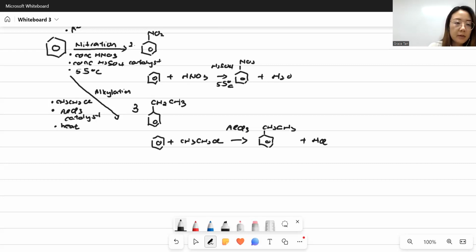Now the last one is Friedel-Crafts acylation, number 4. Okay, let me just put here. This is called an acyl group. Acylation means putting an acyl group. So maybe perhaps I just drag an arrow here. Oops, not very nice. Okay, never mind. I'll draw the arrow later on.